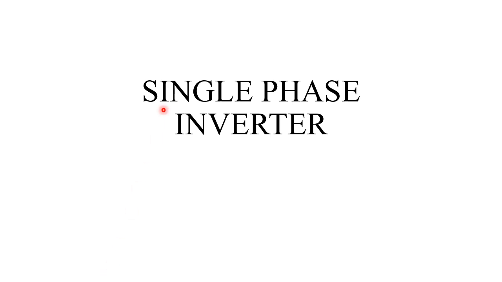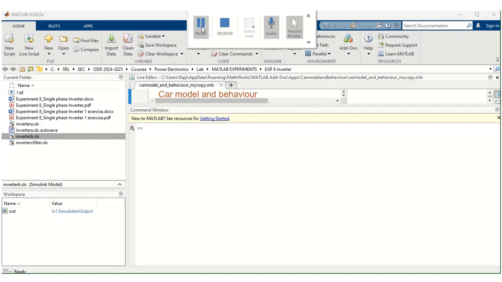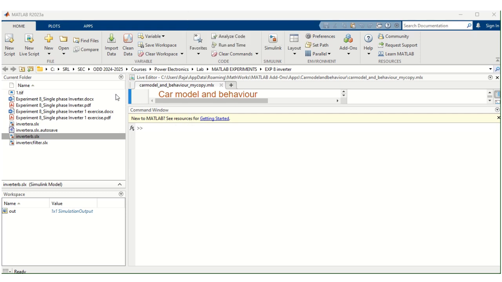In this video, we are going to simulate a single phase inverter. This is the model question. Design a single phase inverter having the DC input supply of 100 volt and output resistance 1 ohm. Let's use MATLAB Simulink to simulate the inverter.